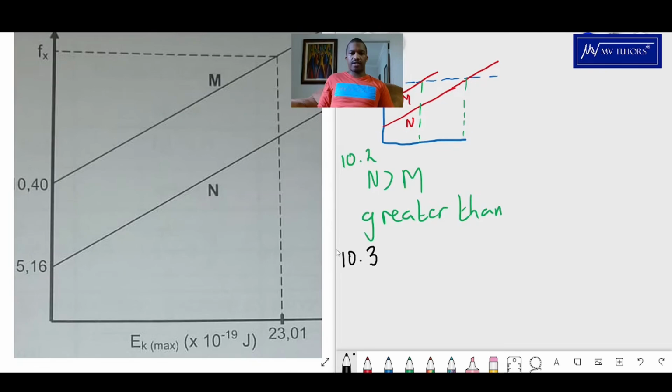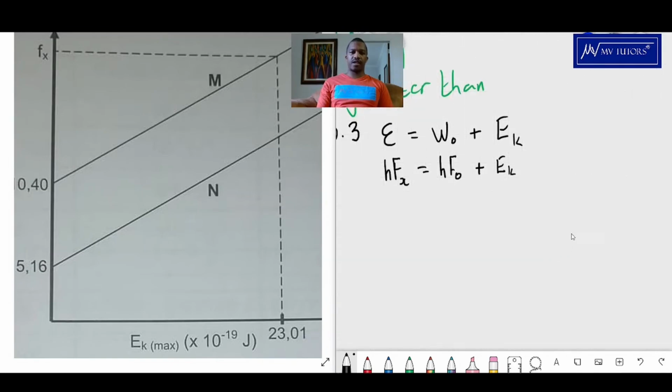So we know that the energy is given by the work function plus the kinetic energy. So this one is given by a constant h and fx. The work function is also a constant h, but the frequency now is not a new frequency, it's the threshold frequency, the minimum one. And then plus EK. In this case, we're given it. Okay, now we can start filling in.